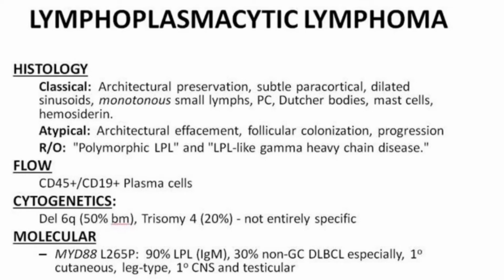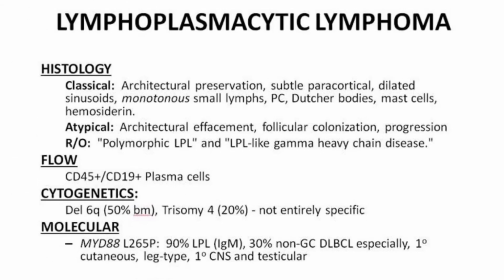Some work done by a group at Mayo Clinic as well as down at University of Arkansas has shown that flow cytometry can be helpful to tell lymphoplasmacytic lymphoma from primary plasma cell neoplasms, because in lymphoplasmacytic lymphoma you'll see a proliferation of plasma cells that are still maintaining their CD45 and CD19 expression.